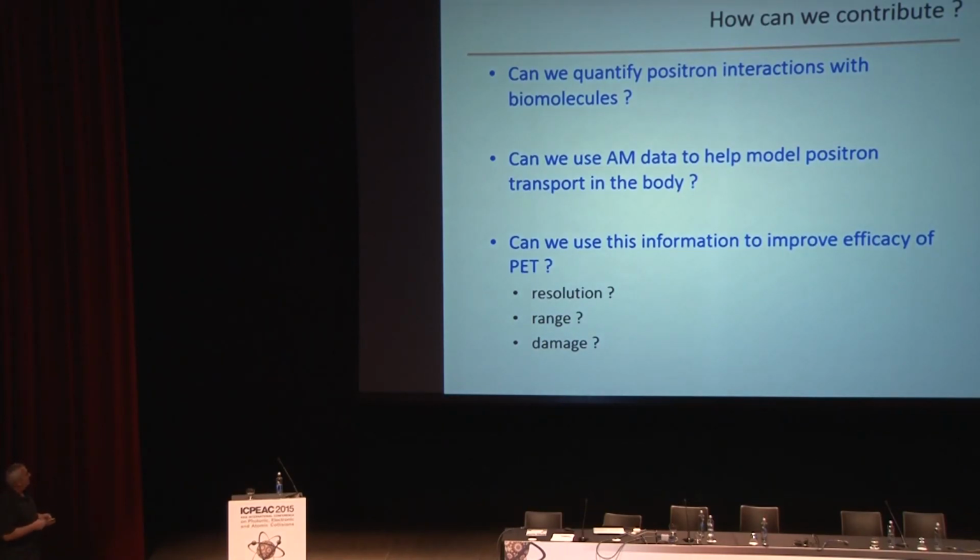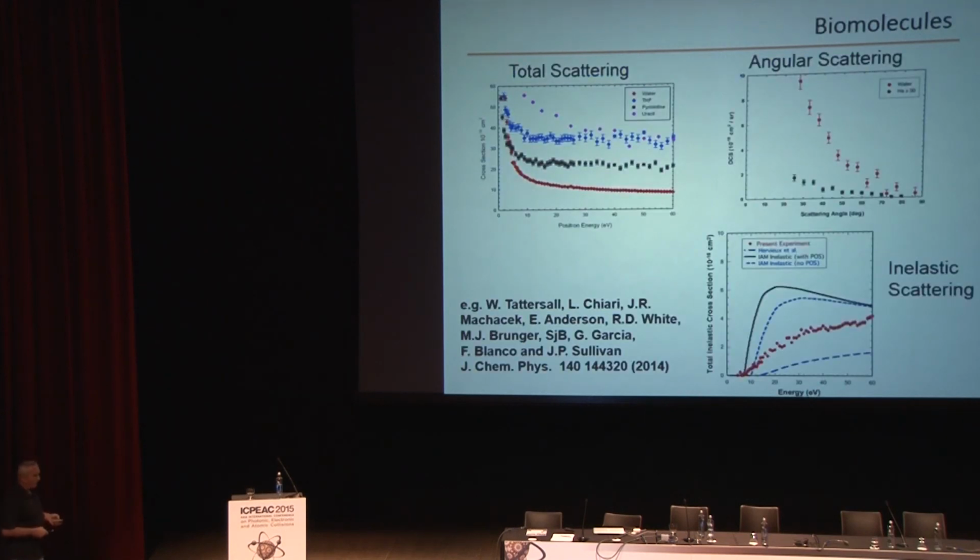So our interest here is, can we quantify positron interactions with biomolecules? Can we use the atomic and molecular data that we can measure to help model positron transport, ultimately in soft condensed matter? And can we use this information ultimately to improve the efficacy of PET through understanding better resolution, particularly understanding the range of positrons, and the collateral damage that's done by either positrons or secondary electrons that are produced? I'll have to go quick here because I'm down to my last few minutes.